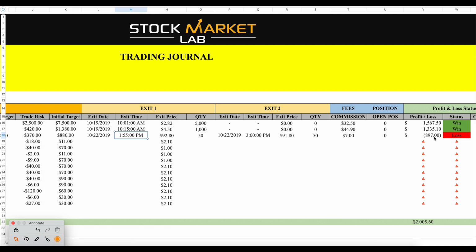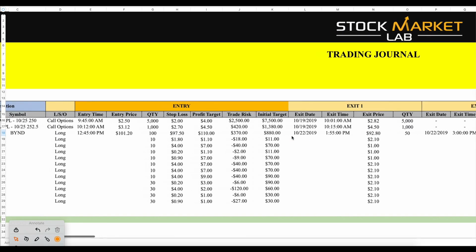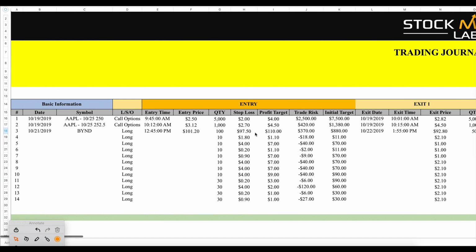There's going to be times where you lose money, and that's okay. But the whole idea is to go back to the trade and understand a few set of concepts. Now, when I go back to this trade, I look at my exit points at 92.8 and 91.8. I'm like, okay, my stop loss was at 97.5. Based off my stop loss, I was only supposed to lose $370.